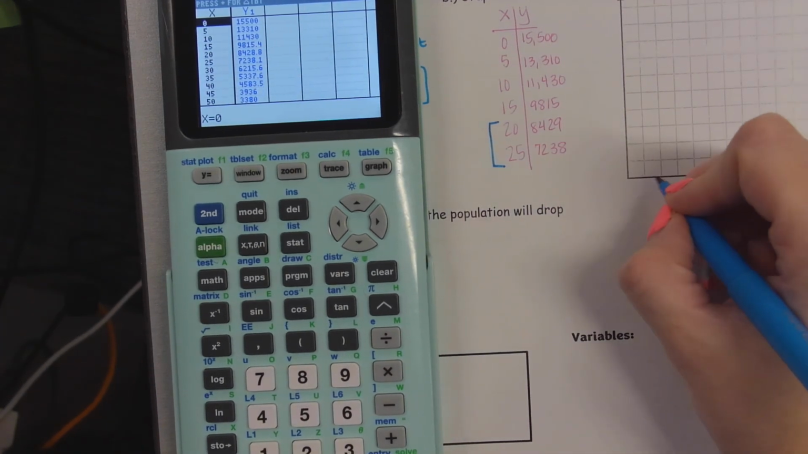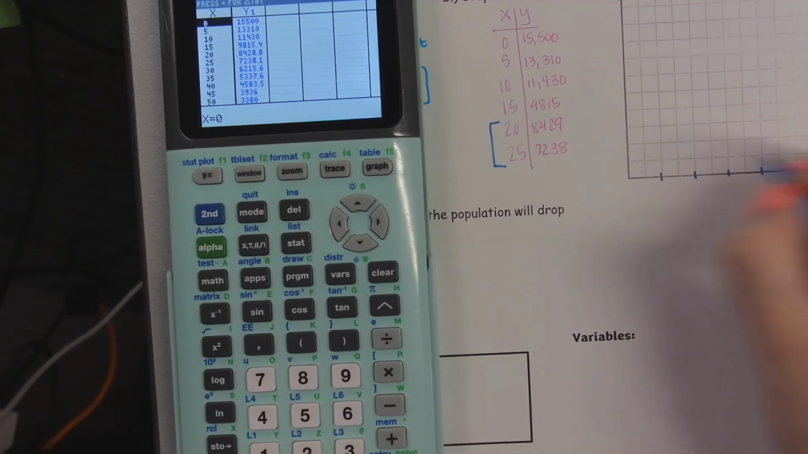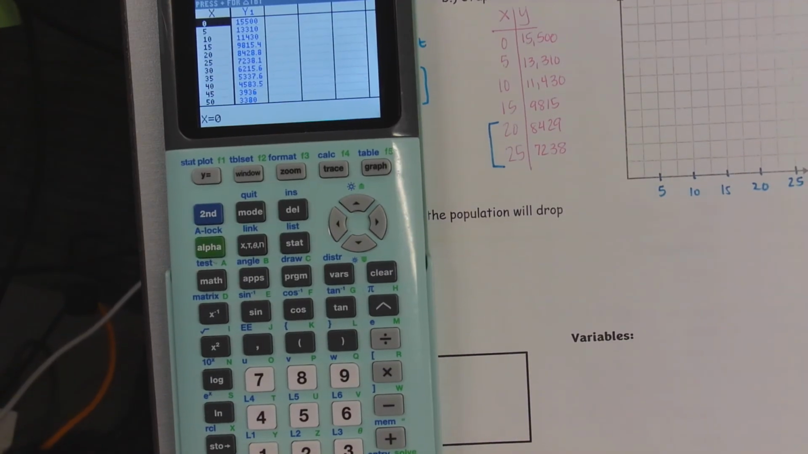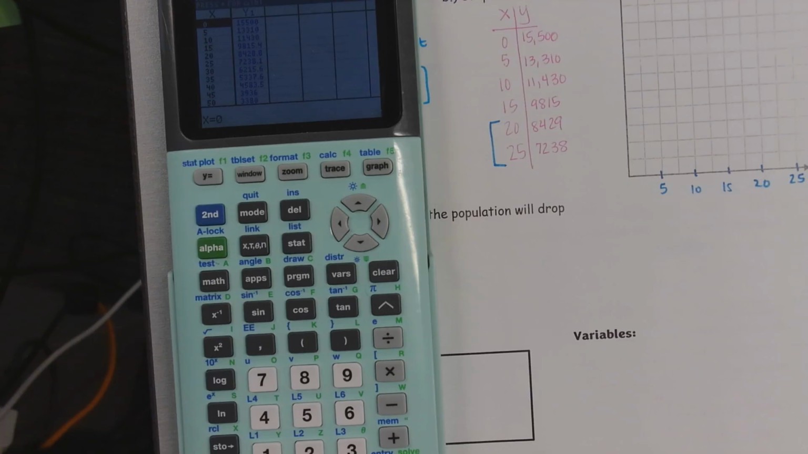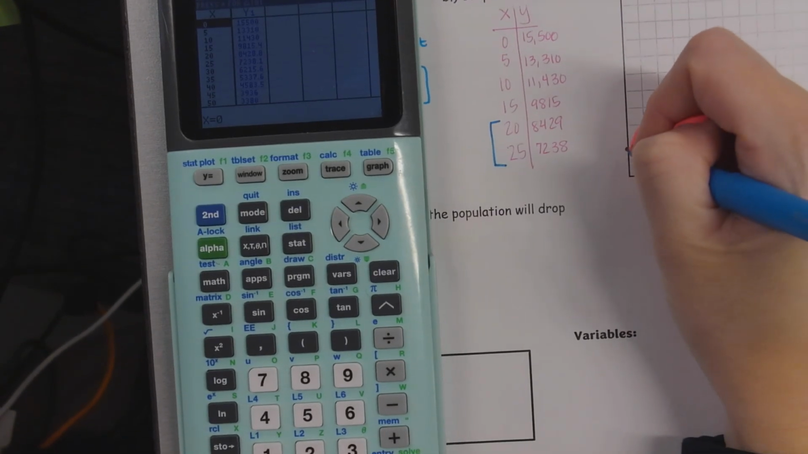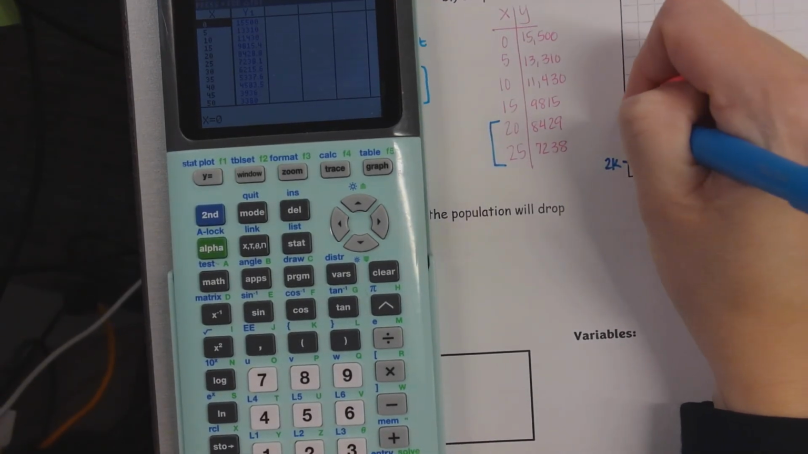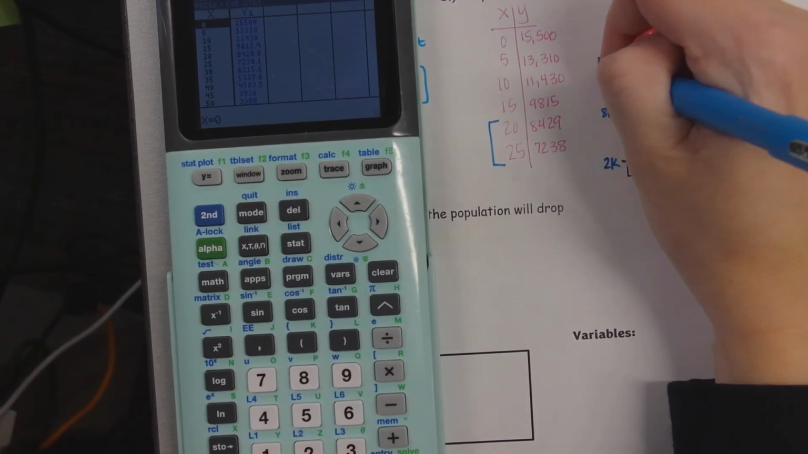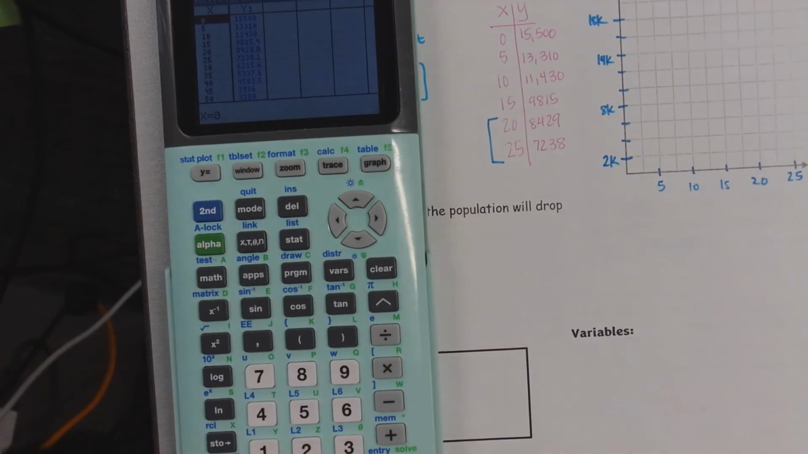All right, so again, let's see, I have 5, 10, 15, 20, 25, so I'm going to go by 5s again. Okay, and then I started 15,500, so I have to at least go to 15,000. So I'm going to use the same strategy I did last time, and I'm going to go by 2. So 2,000, 4,000, 6,000, 8,000, 12, 14, 16, 15.